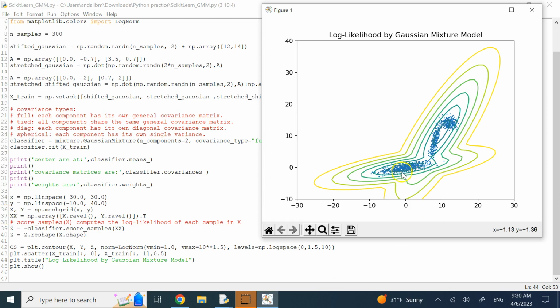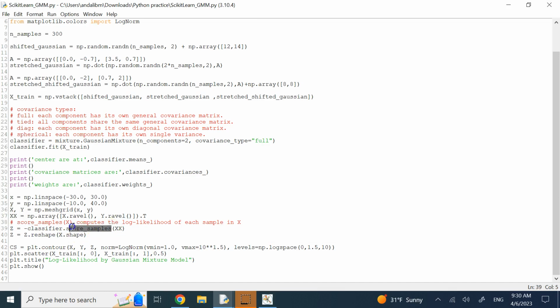Then, in order to get the likelihood function from the trained classifier for each data in XX, I use the classifier dot score samples. This is a method that will return what? The log likelihood for each data in X. So I get that, and then since those logs are negative, I use this negative to make them positive. Then I reshape the Z to be in proper dimensions to go along with X and Y, right? This X and Y, the meshgrid ones, with this Z, so I can do my what?